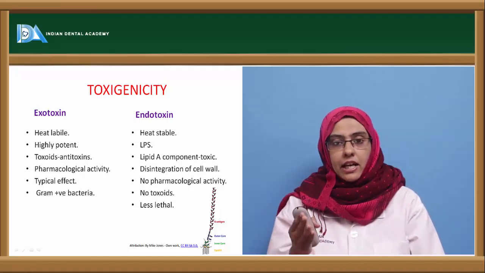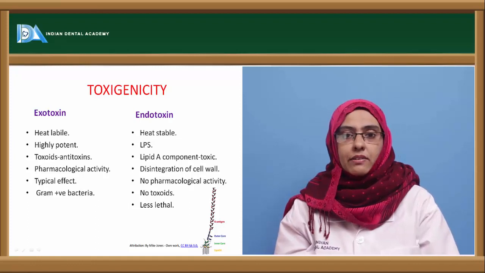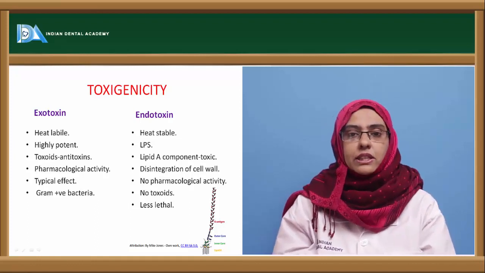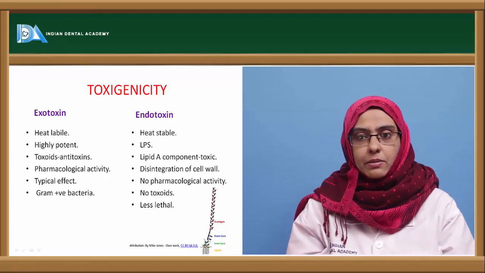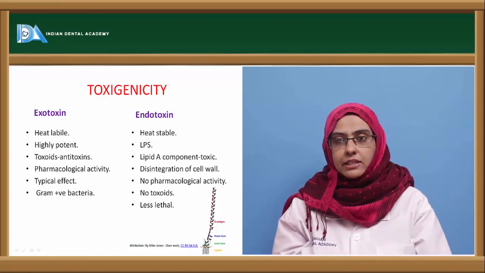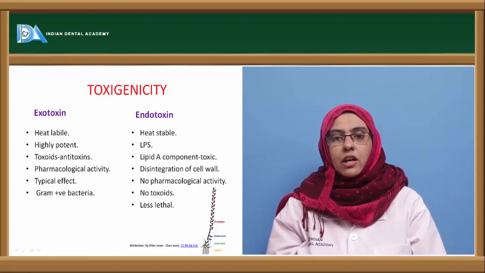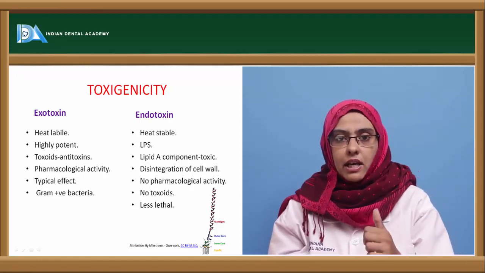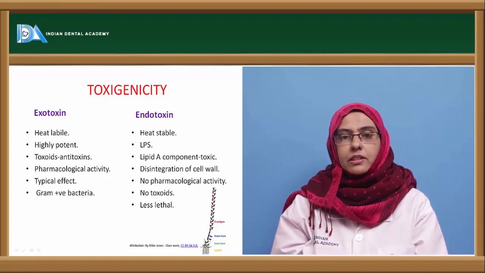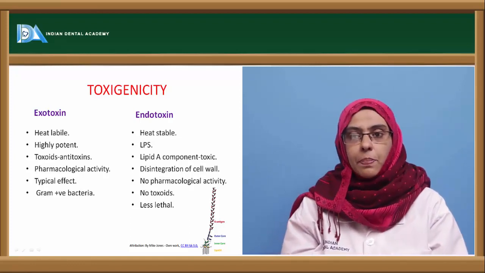Exotoxin is highly potent, that is, even 1 mg of exotoxin can kill millions of guinea pigs in experimental animals. So it is highly potent, whereas endotoxin is not very potent, but it can induce fever and can cause a bit of destructive damage to the human body.